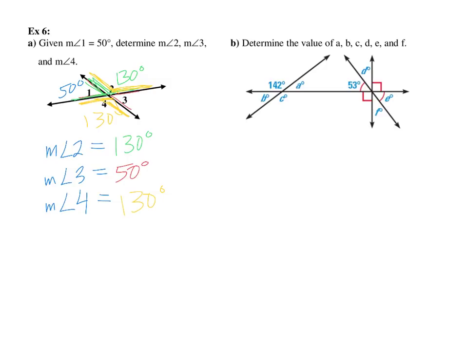All right, part B, determine the value of A, B, C, D, E, and F. That's 142 degrees, so that must be 142 degrees because they're vertical angles. So C is equal to 142. And we have A, what's A going to be? Well, these two add up to 180. So 180 minus 142 is 38. And B is also going to be 38.